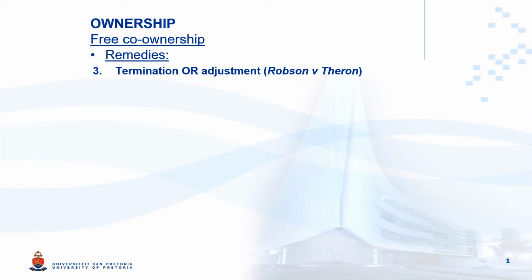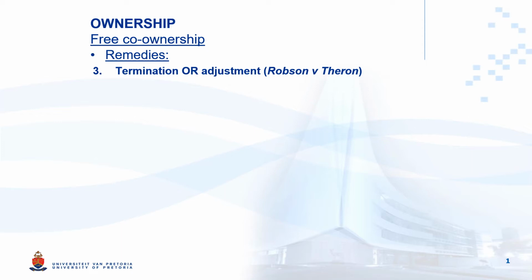refers to where the co-ownership continues, but what is achieved is the adjustment of the undivided co-ownership shares of the co-owners. So after this termination or adjustment order has been made, the co-owners will then have different percentages of undivided co-ownership shares as they had before the action for adjustment was instituted and the order was made for adjustment.